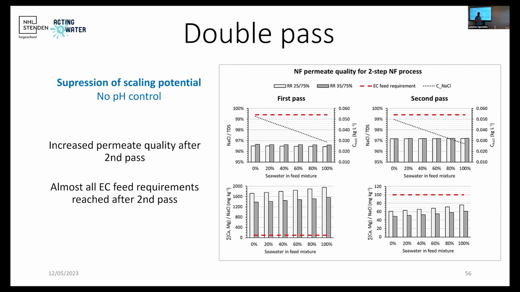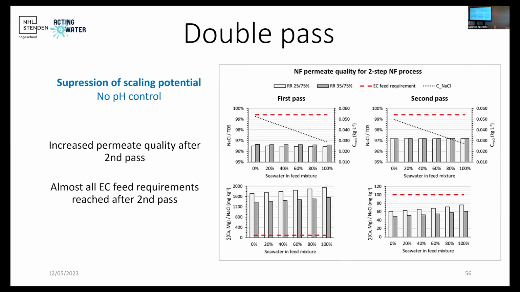However, as I said, this is not a very critical problem for us, not in this case, because just to give you an idea, we also made a big mass balance in the case of this plant in Fortaleza, in Ceará, and we actually need only 10% of the total brine volume to produce all the disinfectants that the plant would use. And so we can compensate this again by using more brine volume. So the double pass increases the permeate quality after the second, and almost all EC feed requirements were reached after the second pass.